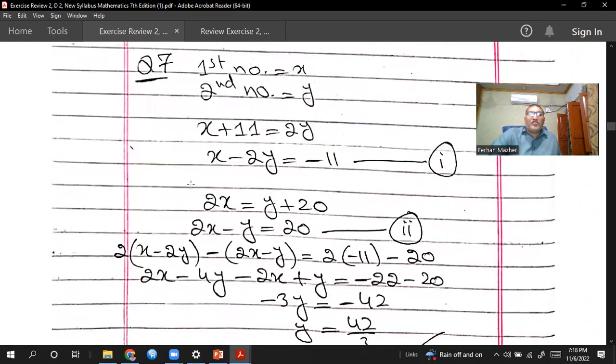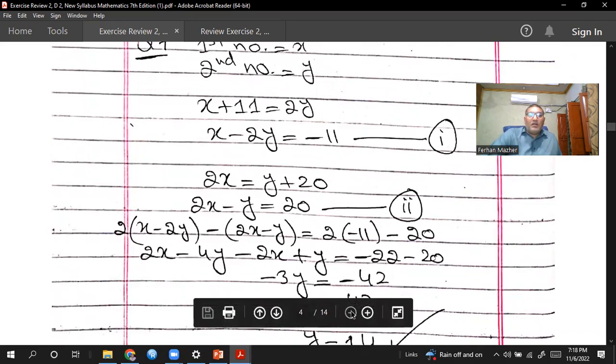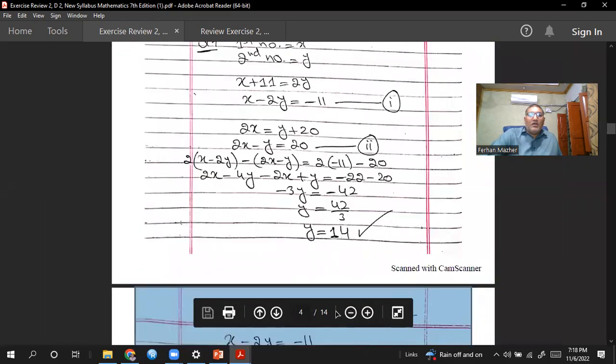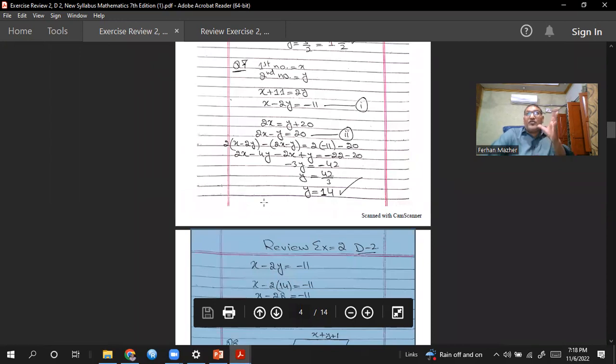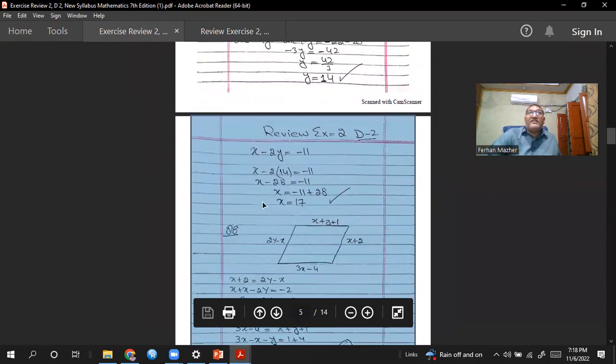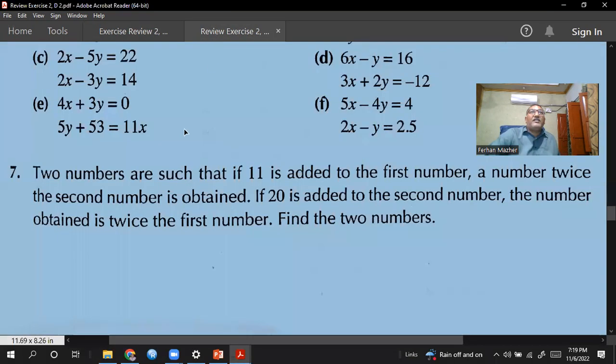This is the first portion of that question, and I hope so. Let me reduce the size so you can see this is the first portion of that question, and this is the second portion of that question. I hope you understand. So the first number is 17, the second number is 14.